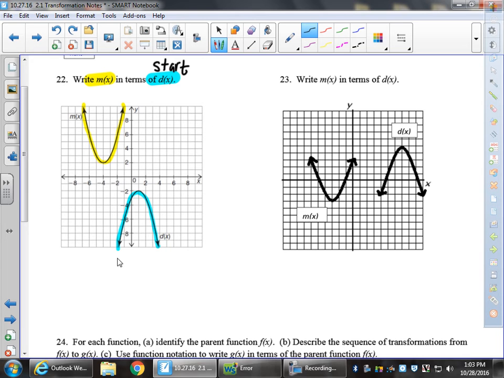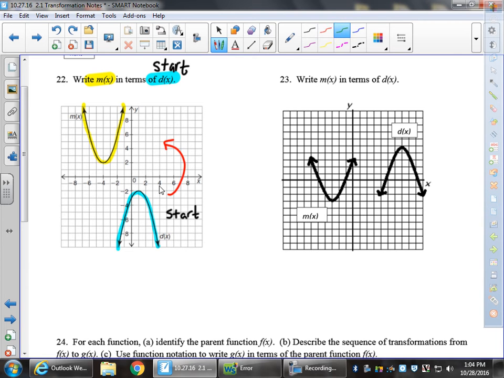So we're not actually going to try to write this function. We're just going to look at what effect must have taken place, what transformation must have happened to get from here to this one. So the first thing I want to point out to you is that I know for a fact this is a reflection over the x-axis. And let's discover why I know that.